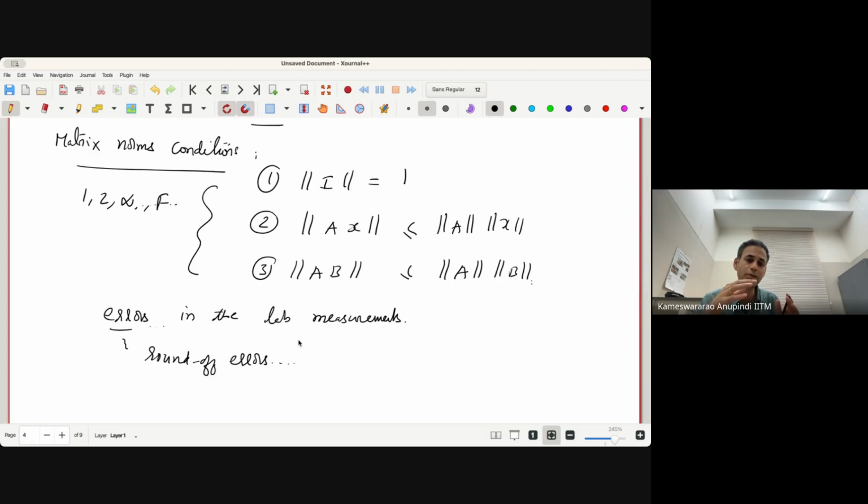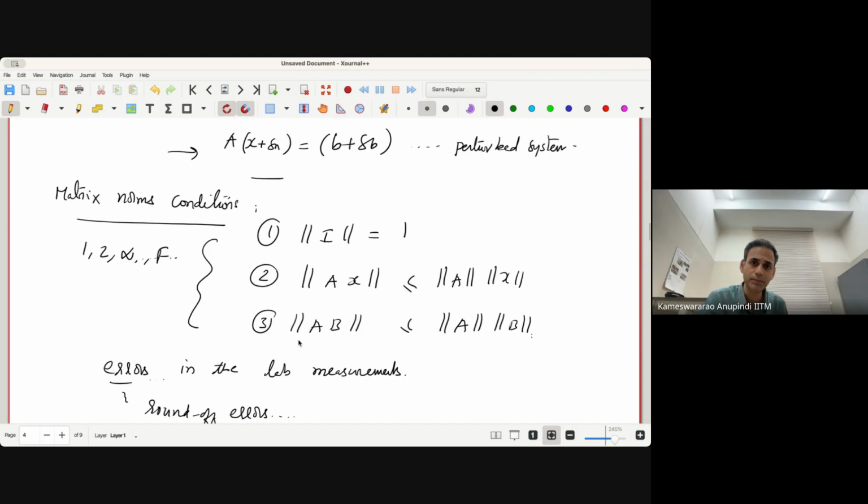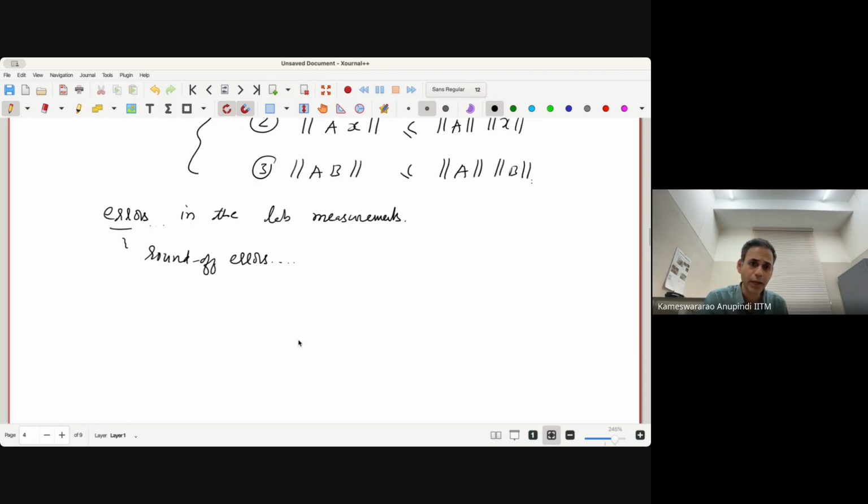So that is why this B is not exactly the value that we wish to solve, but it is slightly perturbed from the B value, right? That is why we are trying to perturb the system. Then when I look at A times (X plus delta X) equals B plus delta B, I can write this as A times X plus A times delta X equals B plus delta B.